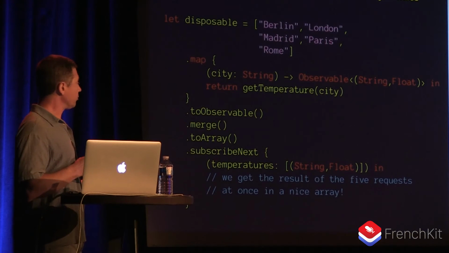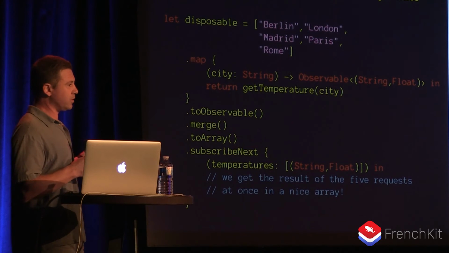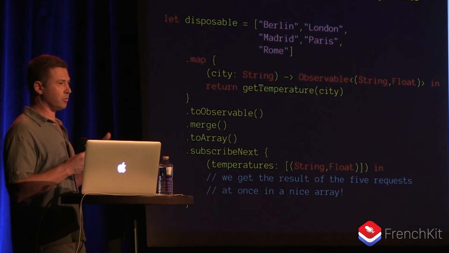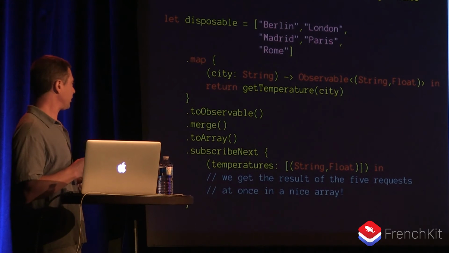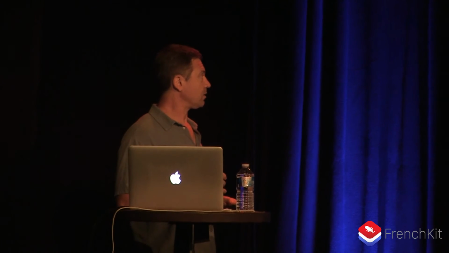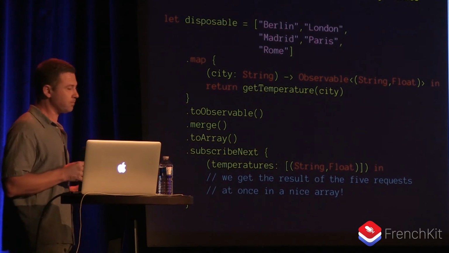So we merge our result, and finally we use the toArray method here. toArray is an operator which takes all the values from a sequence, waits for it to complete, and outputs one item with an array of everything that's been output. We subscribe to this result, and we get at once the result of all our network requests. So it's incredibly easy to do that kind of thing with Rx. If you want to start with Rx, start with network requests. It's a great way to get a feel of what you can do.